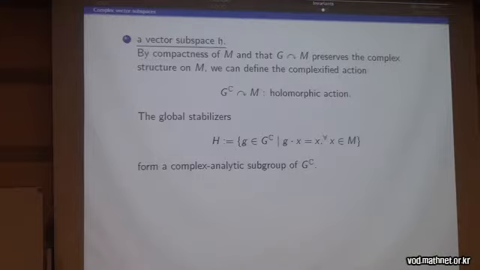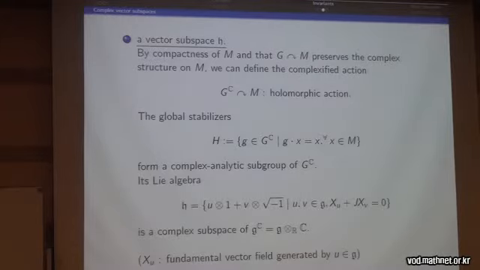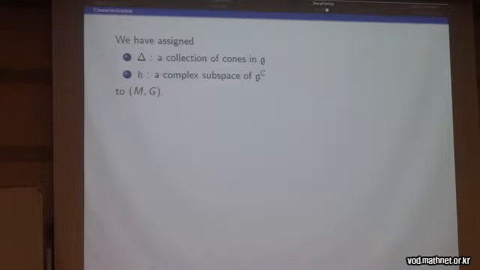So this is a complex analytic subgroup of G_C, and its real algebra is a complex subspace of g_C. Here, X_U denotes the fundamental vector field generated by U, and the real algebra of H can be represented like this. Okay. So we have assigned two invariants. One is a collection of cones, Delta, and the other one is a complex subspace of g_C.